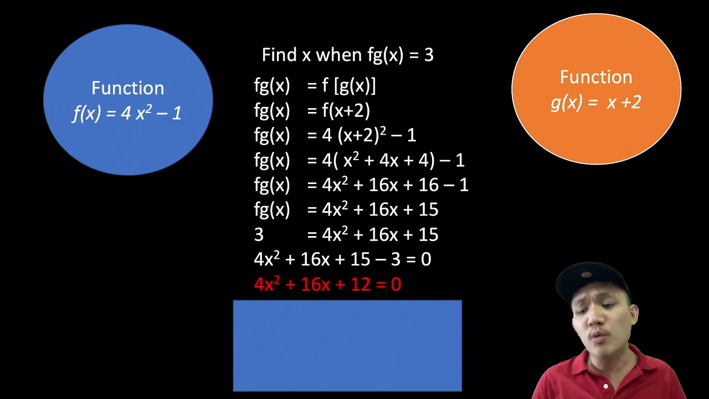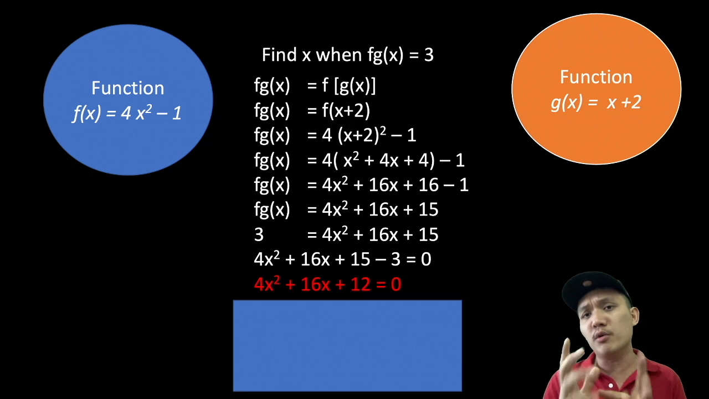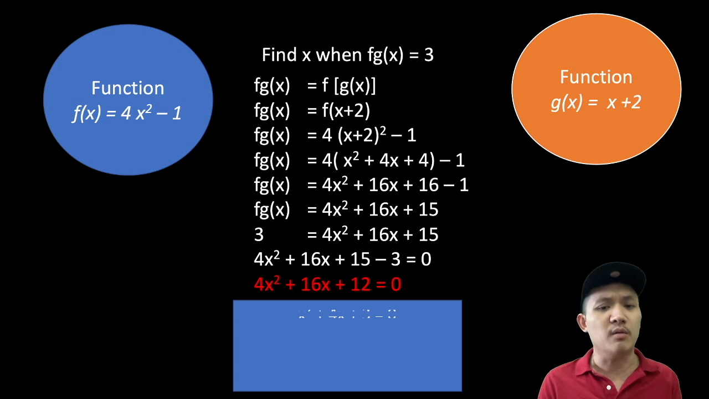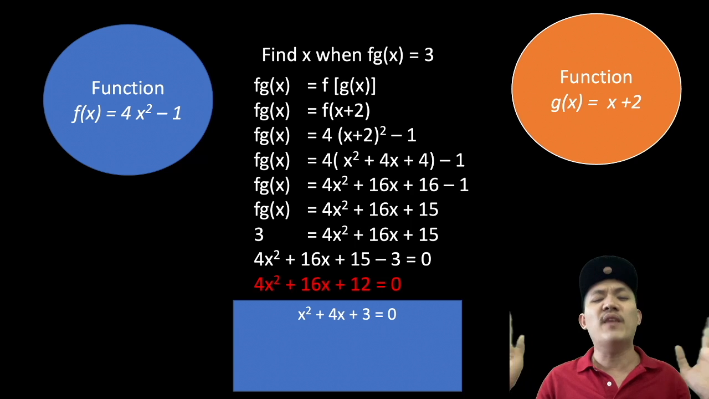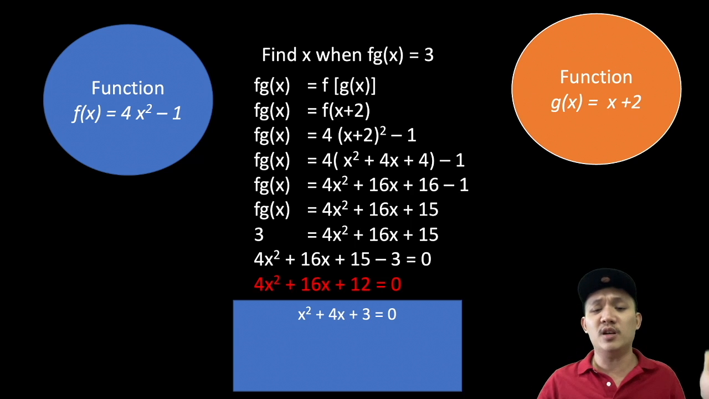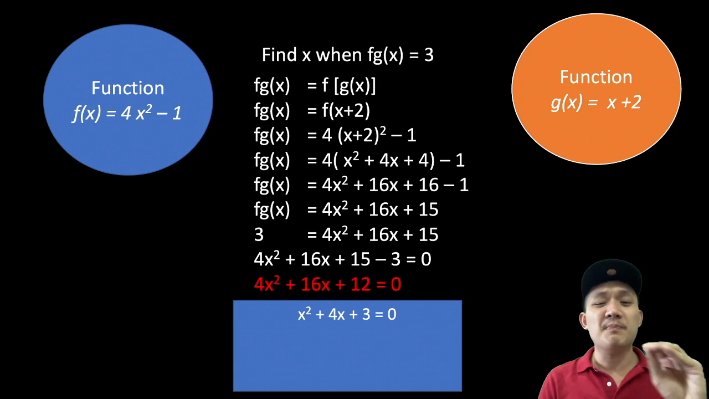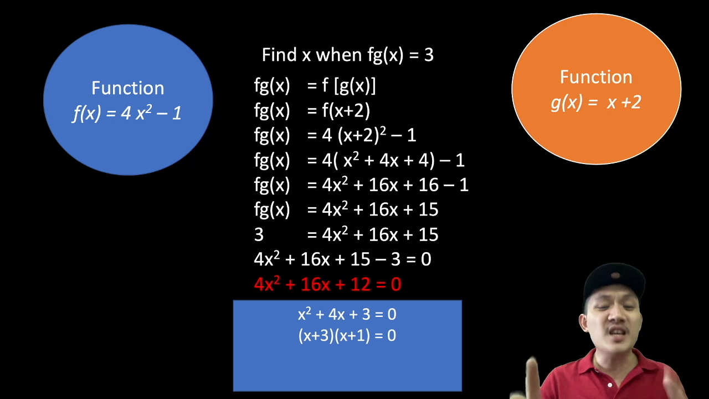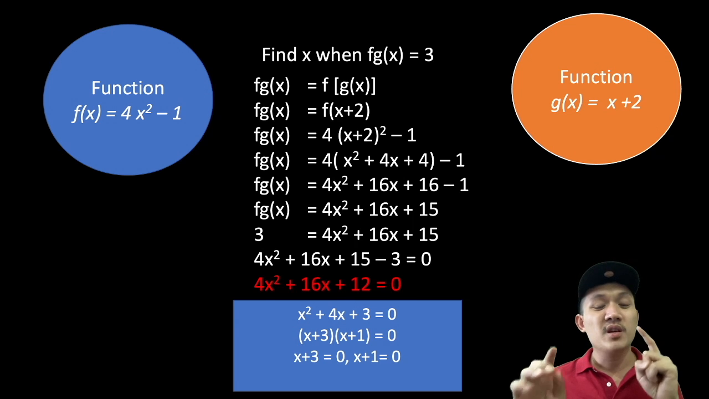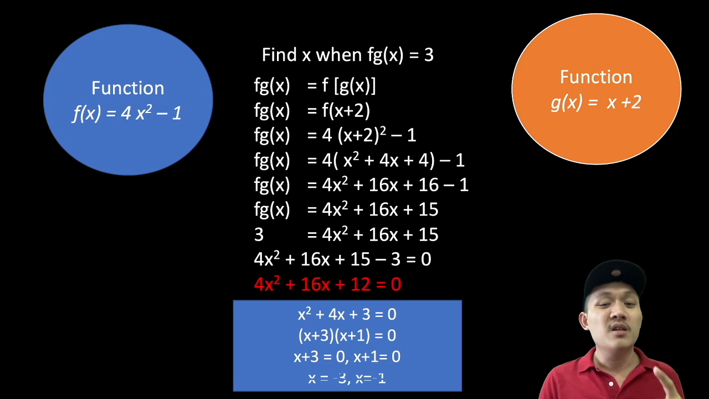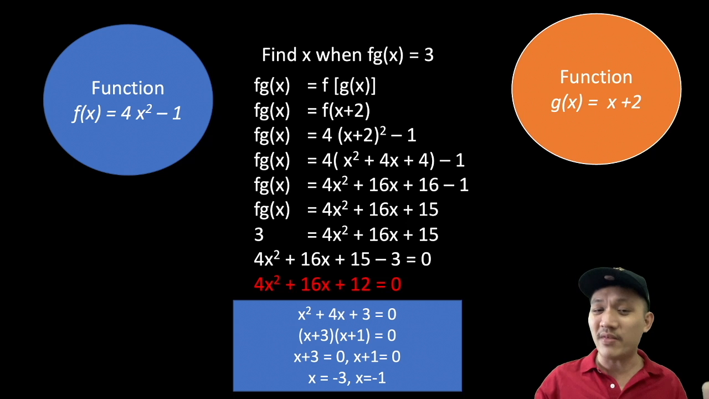Do not forget, when you are factorizing it, try to put it in the simplest form as possible. So I divide everything by 4, because the common factor over here is 4. So I have x squared plus 4x plus 3 equals to 0. And this one looks so much easier to factorize, and I have x plus 3 and x plus 1 equals to 0. In the end, I have x plus 3 equals to 0 and x plus 1 equals to 0. Thus, x equals to -3 and x equals to -1 in the end.